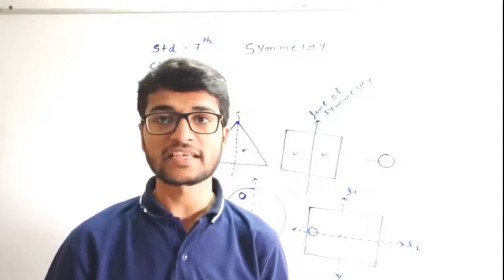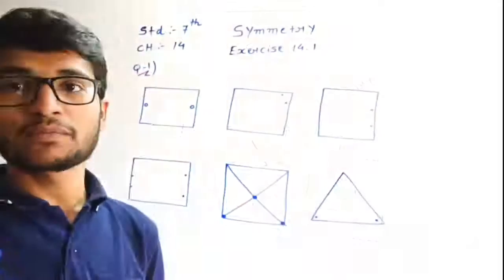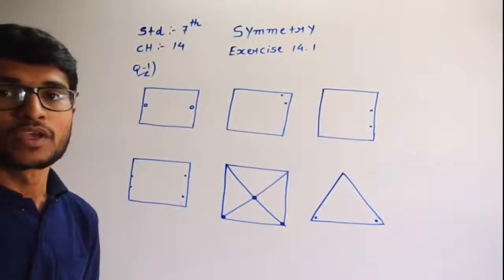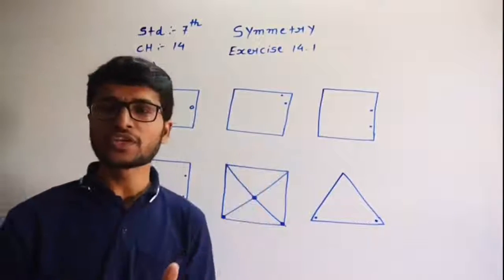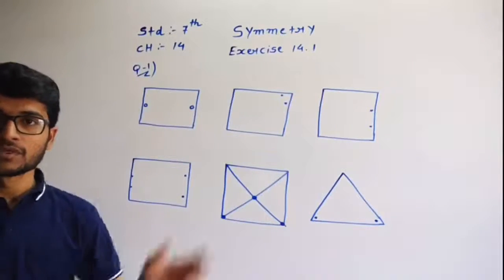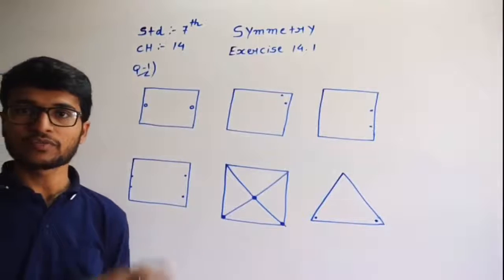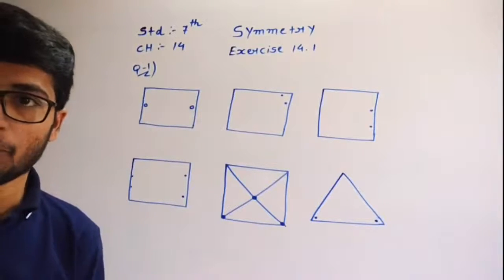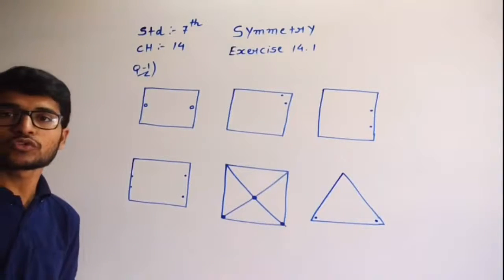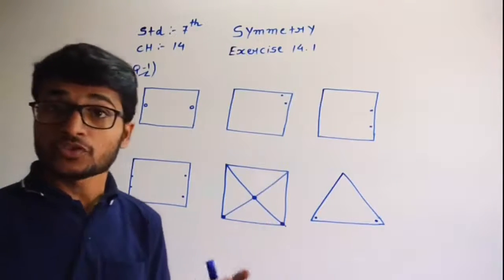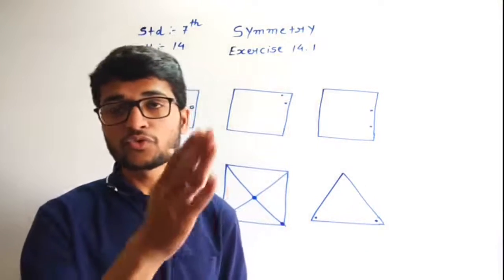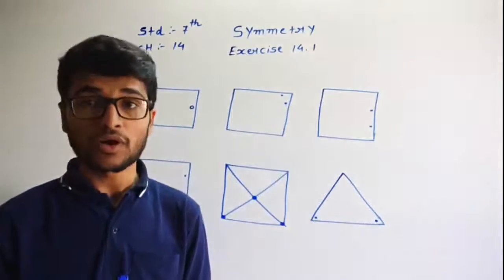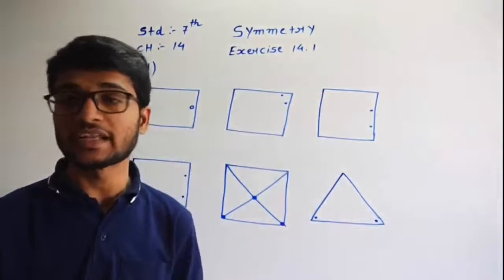The first exercise for chapter number 14, exercise 14.1, in the first question. In the first question, some figures are given in your textbook. Here we have drawn only 6 figures, but more figures are given in your textbook. In these questions, we have to draw the line of symmetry. So first of all, what is the line of symmetry? It means two equal parts, and the two parts overlap each other. That's why this one is the line of symmetry.